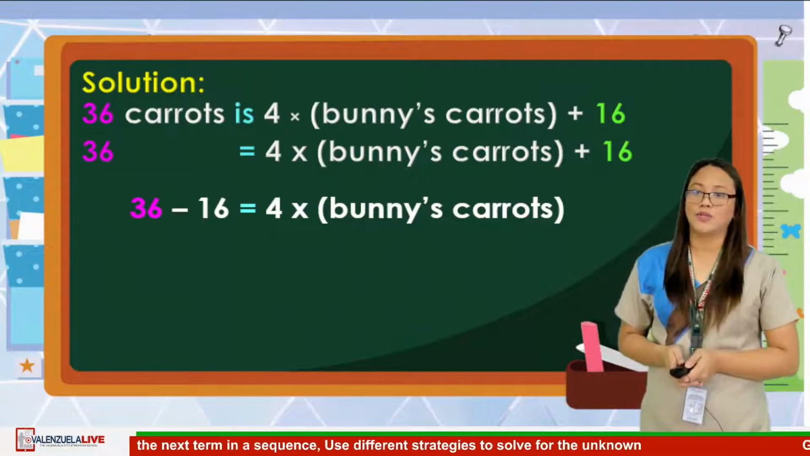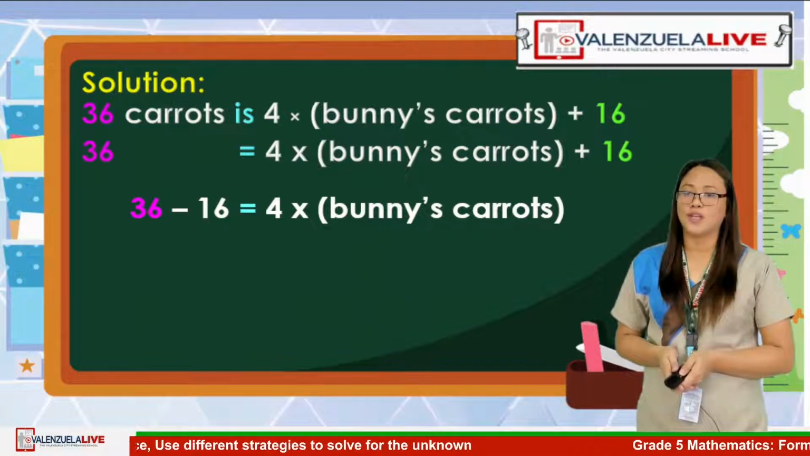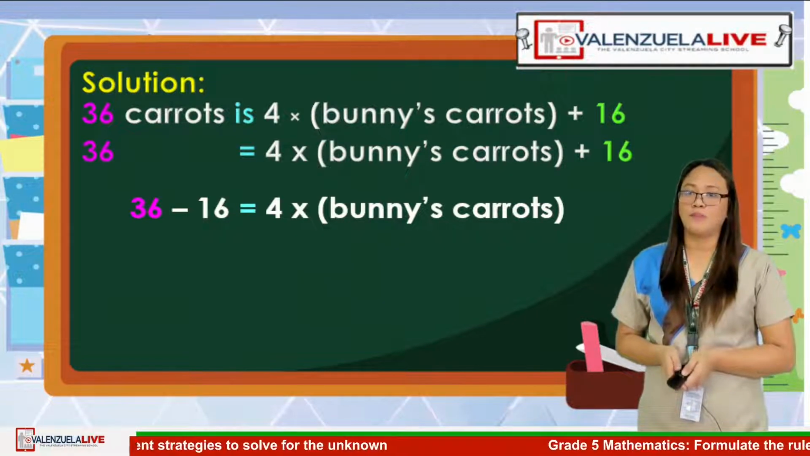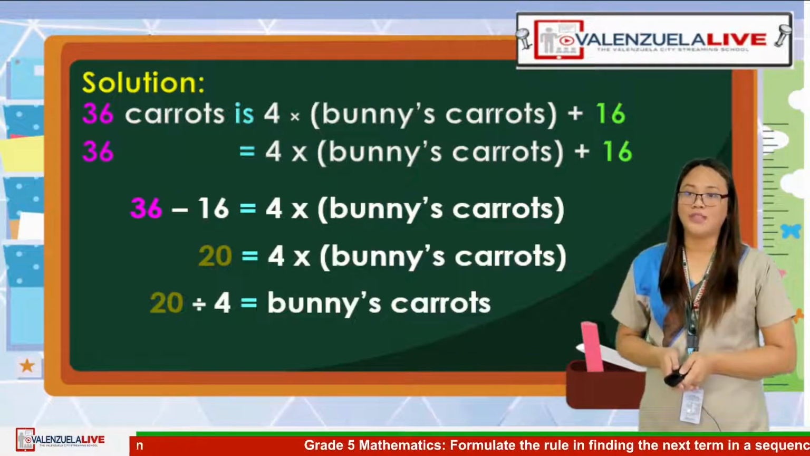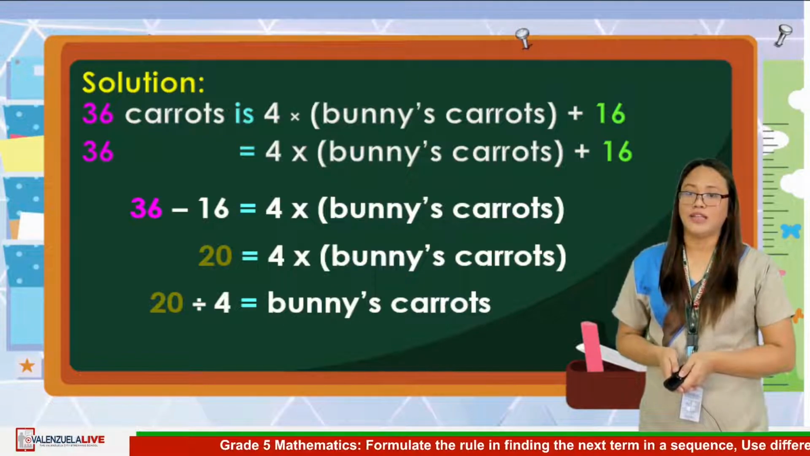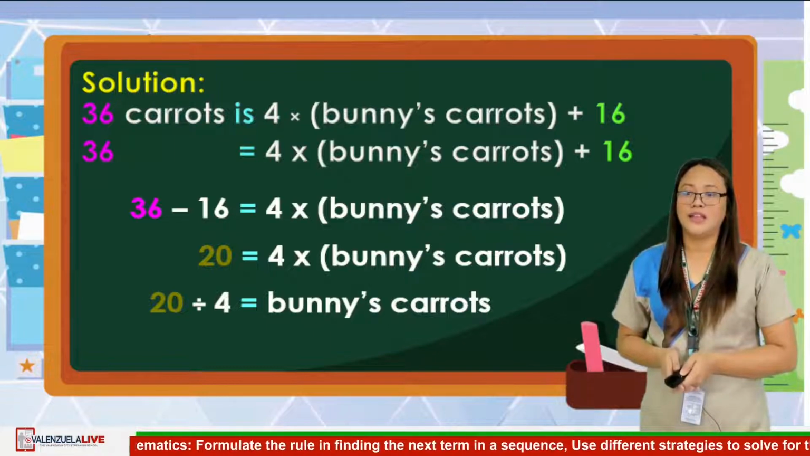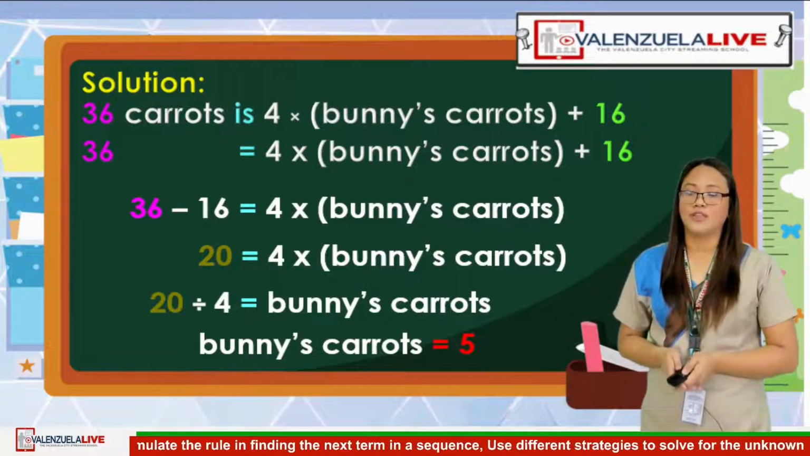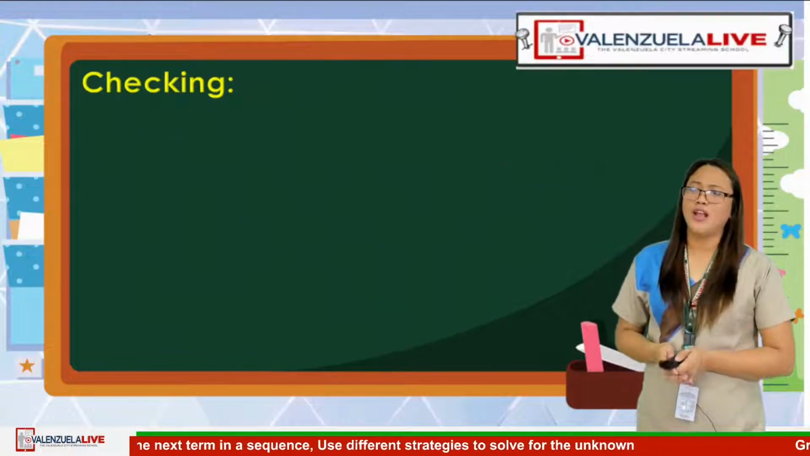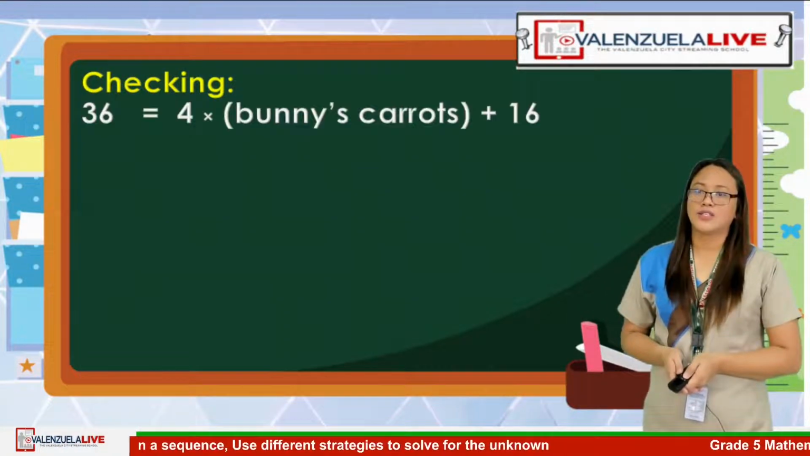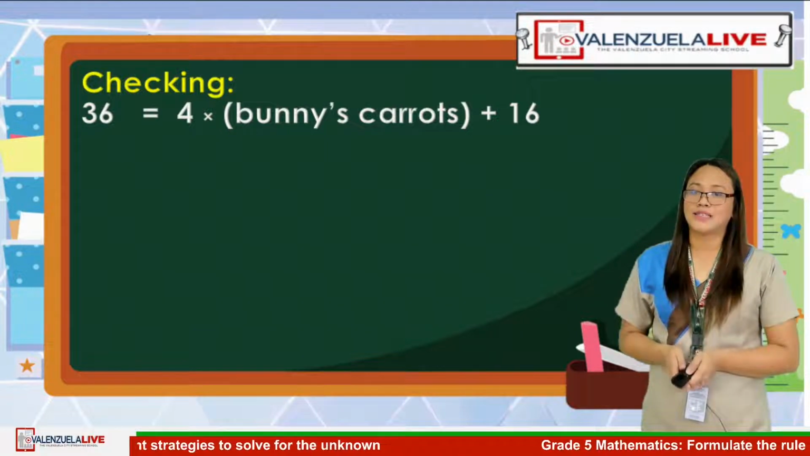And that gives you 20, which is 4 times bunny's carrots. Okay, the next thing to do, of course, the operation there is multiplication. So the opposite of multiplication is division. So you have to divide 20 divided by 4, and that gives you 5. So the bunny's carrots is equal to 5. Now, to check whether our answer is correct, we have here 36 is equal to 4 times the bunny's carrots plus 16.